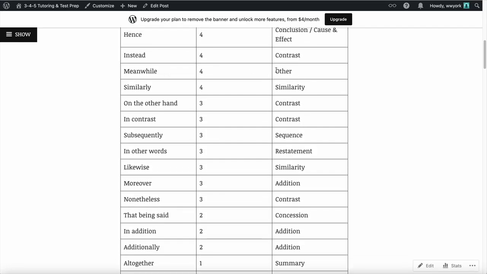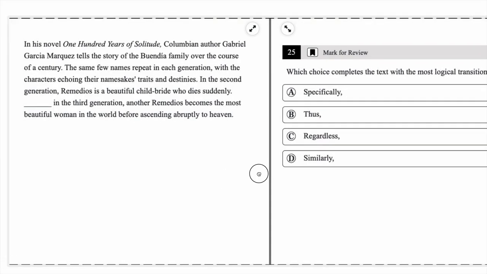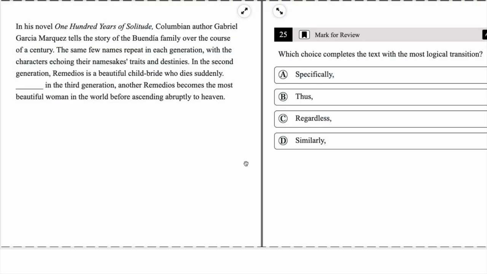Okay, but again, there are some of these that I couldn't really fit into a category, or perhaps they are words that can be used in more than one way, so I didn't want to pigeonhole them. And then as for the questions, these examples here come from Resolve Test Prep, and I'll put the link to their site below. They have given me permission to use some of the questions from the free practice test.